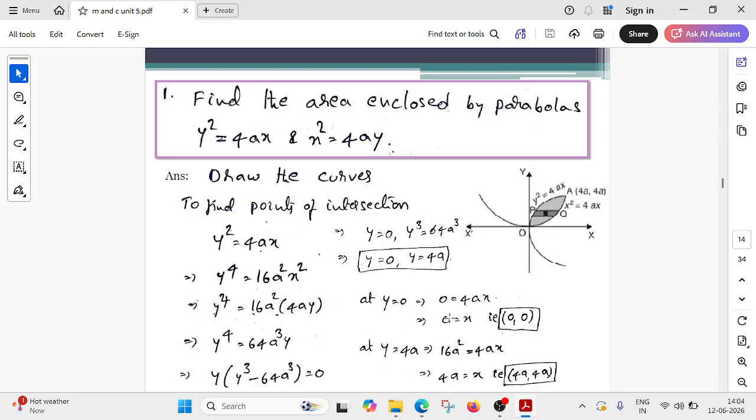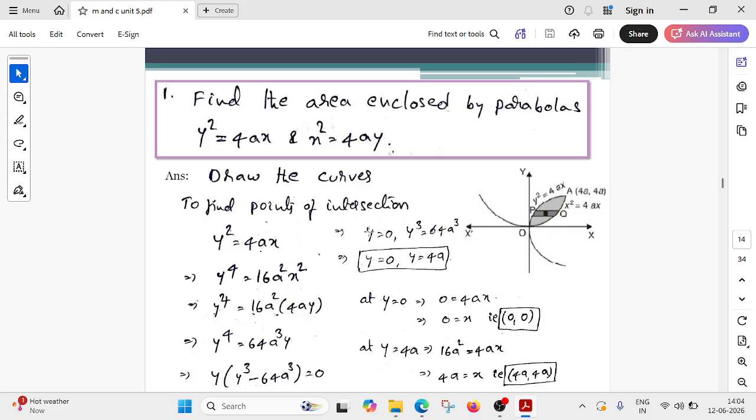Next, at least one problem we can see here. Find the area enclosed by the parabolas y square equals 4ax and x square equals 4ay. So the graph you may get like this, because you know y square equals 4ax and x square equals 4ay. Both will be intersecting here. Now you can see how to find it. Draw the curves to find the point of intersection, right?